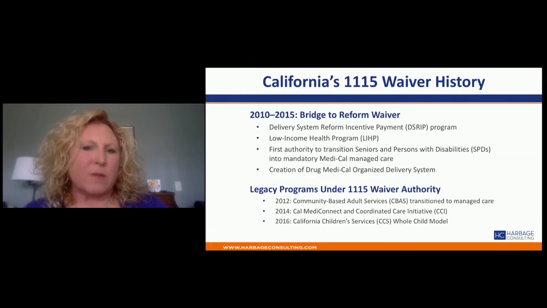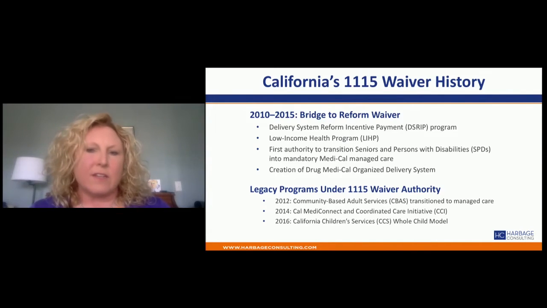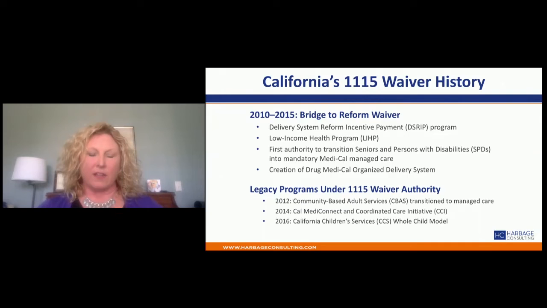Part of the Bridge to Reform was also to adopt the early expansion of the Medicaid expansion. So that took effect in 2012, which made California one of the earliest states to make that expansion to low-income adults. And then in keeping with the real evolution of managed care as a delivery system in California, the Bridge to Reform waiver also had the first authority to transition elderly and people with disabilities into mandatory managed care. So that was another groundbreaking effort that occurred in California.